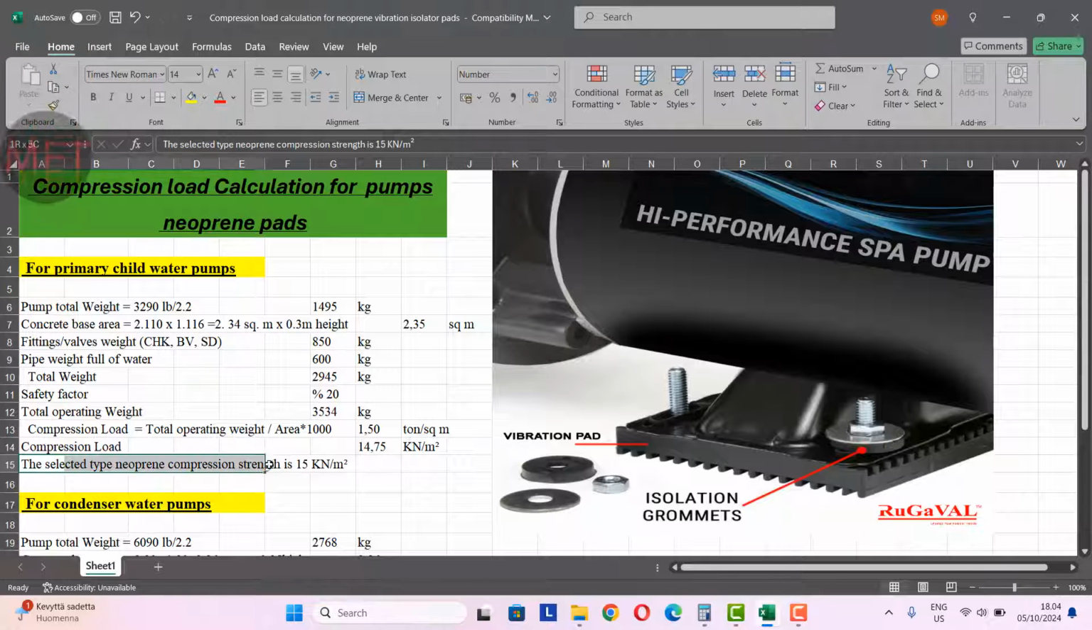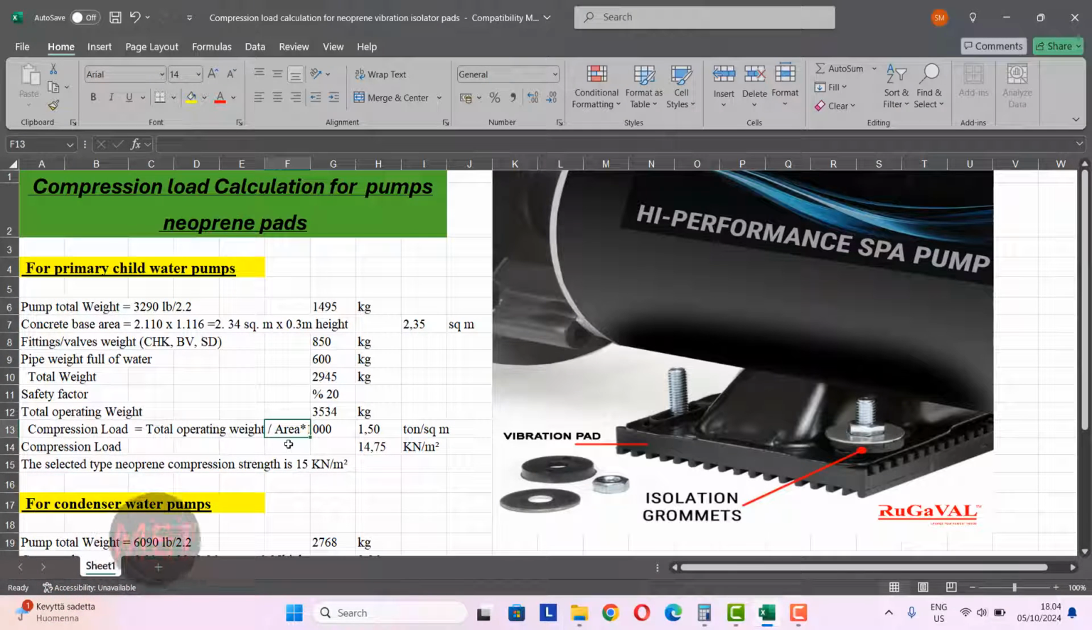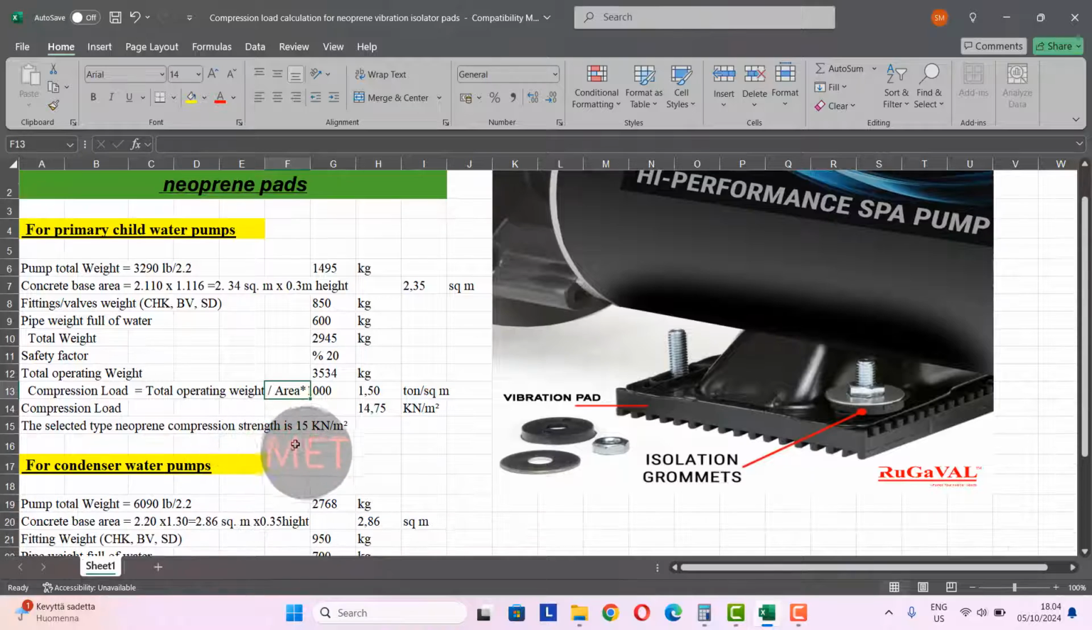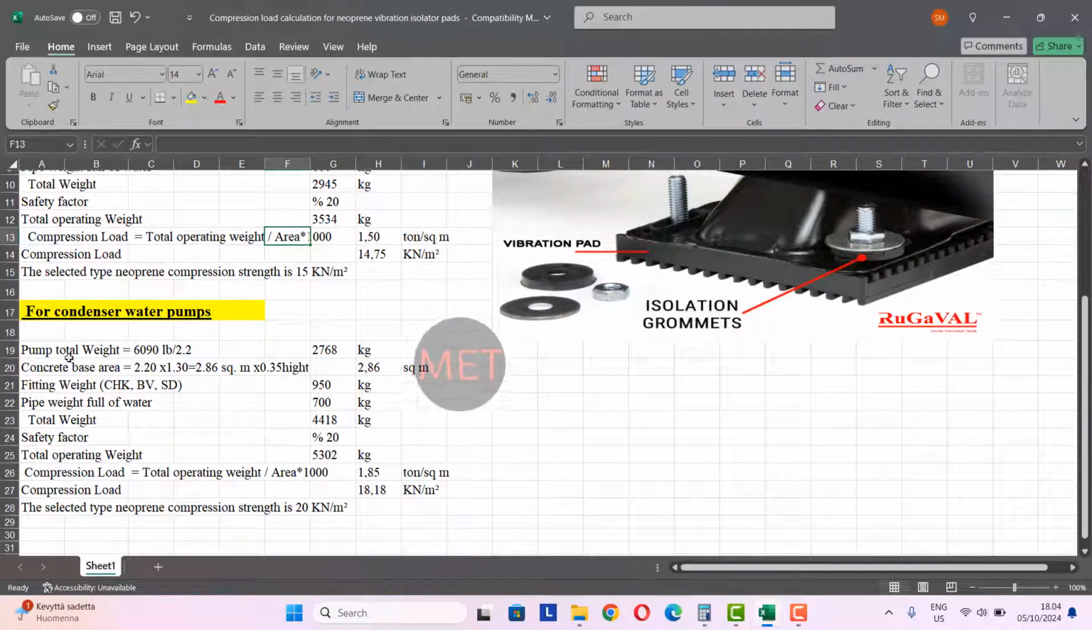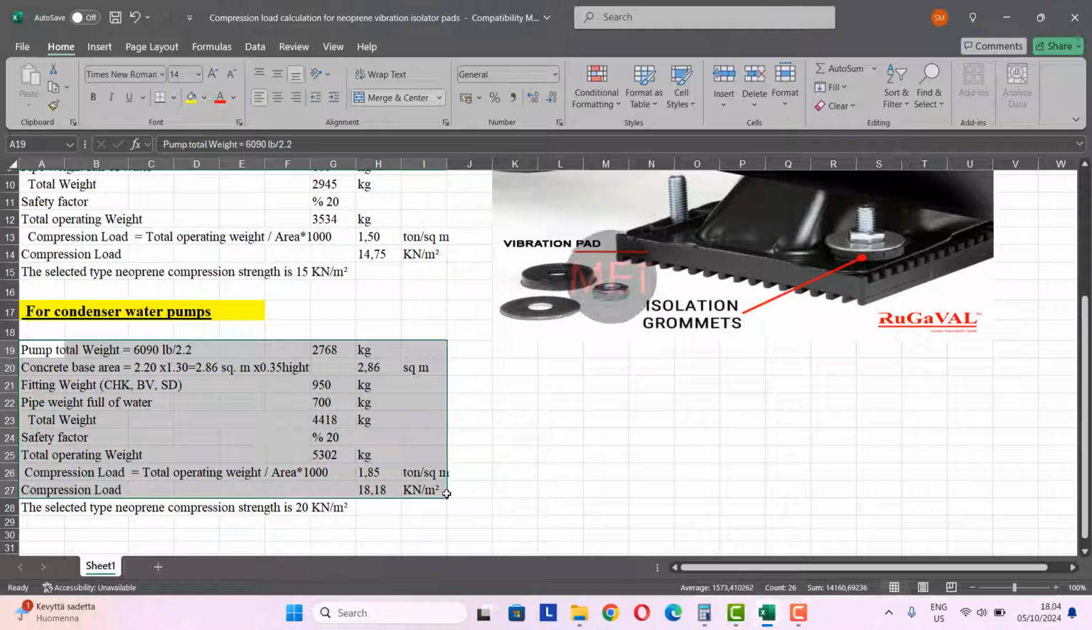If we go for the standard type of selection, let's say the most standard one is 15 kilonewton per square meter, so we select these neoprene rubber pads of 15 kilonewton per square meter. Basically, this is the process for calculating compression load. And the same way you can calculate the compression load for the condenser pump as well.